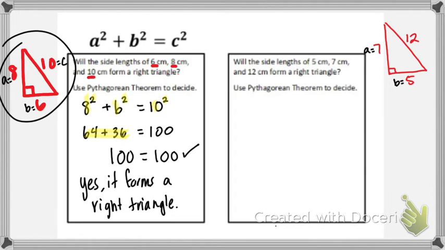Again, you can switch them. B can be 7 and A can be 5. The legs are always the smallest ones. And C, the hypotenuse, is always the longest side. Okay, let's go ahead and put this down.